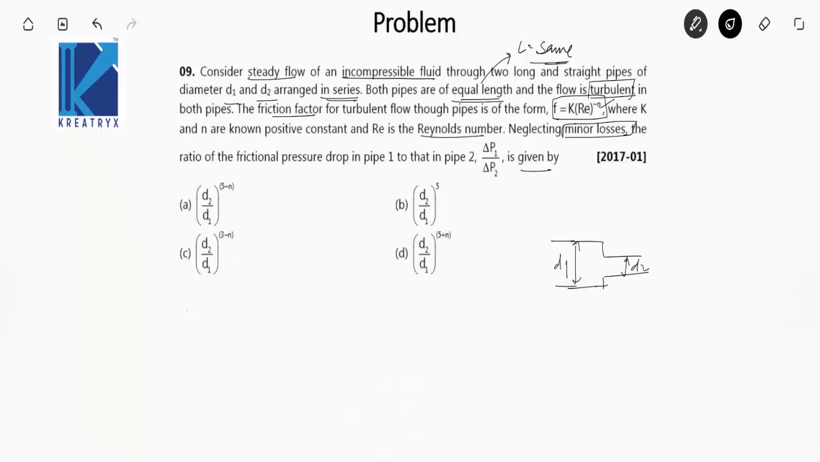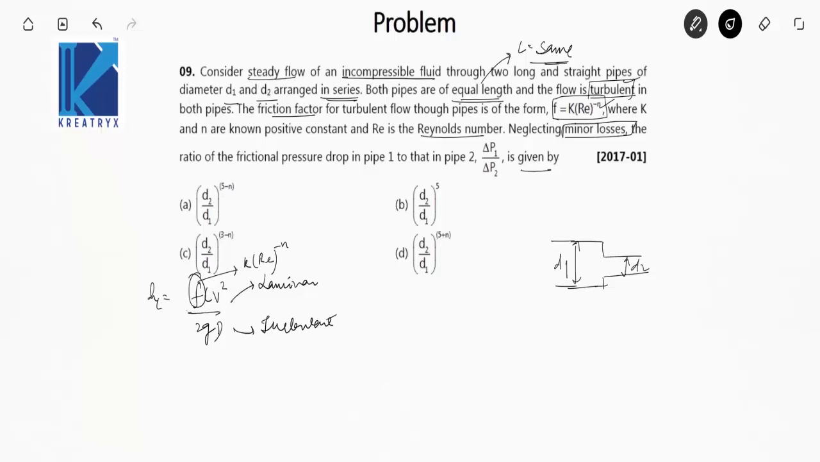So by the frictional head loss f L V square by 2 g D, can I apply this in turbulent flow also? Yes, this is valid for laminar as well as turbulent flow. What changes is the f value. For laminar we know that the Darcy's friction factor is 64 by Re, whereas in this turbulent case it is given. The relation given is K into Reynolds number raised to power minus N.